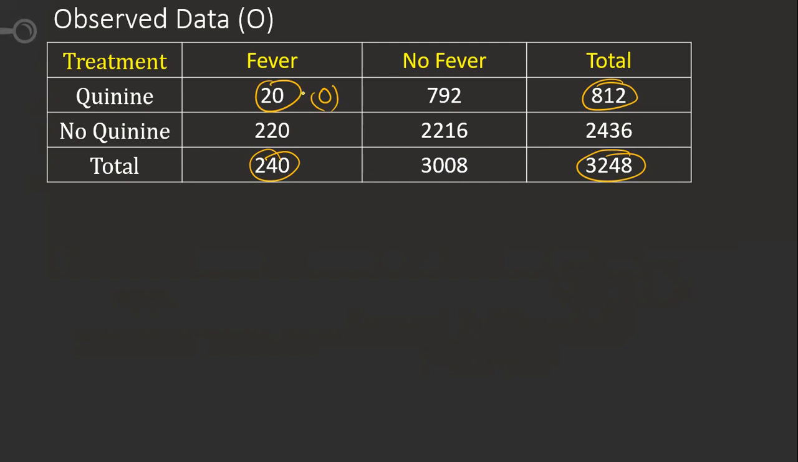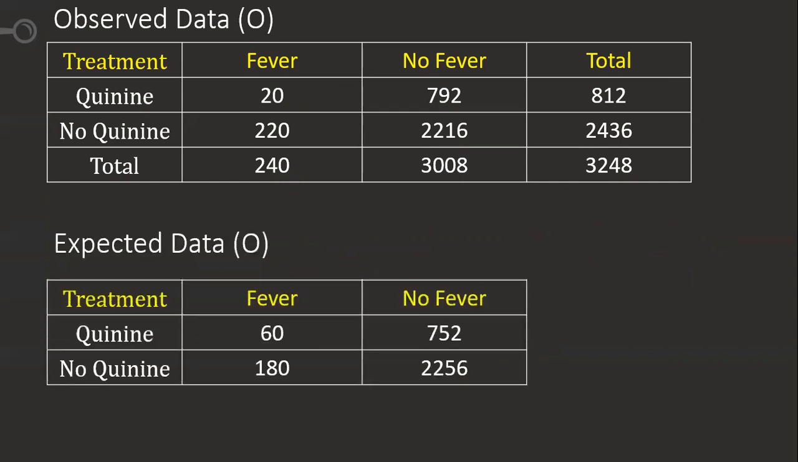For this observed value, I want to calculate the expected value. The observed value is 20. For this 20, how will I calculate? Row total is this one, into column total 240, then the grand total is 3248. Whatever value comes, I'll write it near. Otherwise I'll put a similar tabular column and write it there. Whichever is easy for you, you can follow. I'm going to draw a similar tabular column for expected value, leaving out the total column. This is the expected data. How this 60 has come, I'm going to tell you.